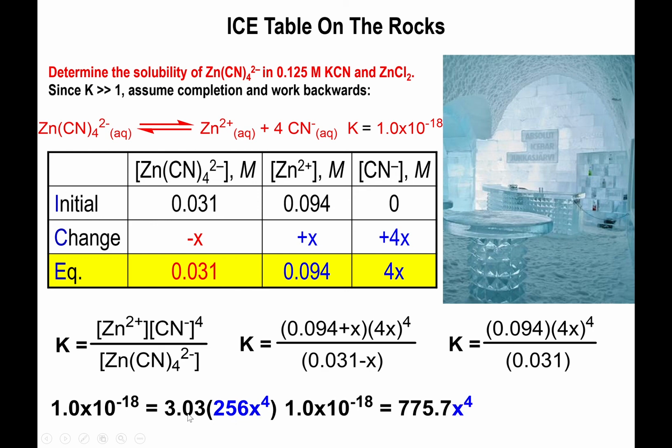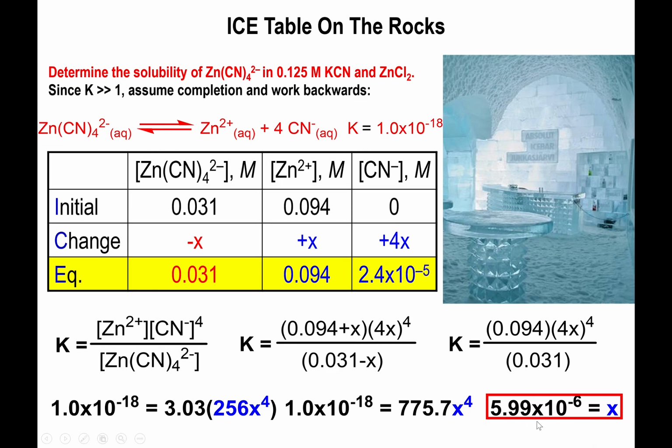If you multiply 256 by 3.03, you get 775.7. Divide both sides by that number, and raise the answer to the power of 1 over 4, and you will get 5.99 times 10 to the negative 6 as the value of x. That means that the cyanide concentration will be 4 times this value, so ultimately the cyanide concentration will be 2.4 times 10 to the negative 5. By applying this trick, you have found the equilibrium concentrations of everything. The idea is that you have to have values other than 0. If you have a 0, you haven't yet reached equilibrium.